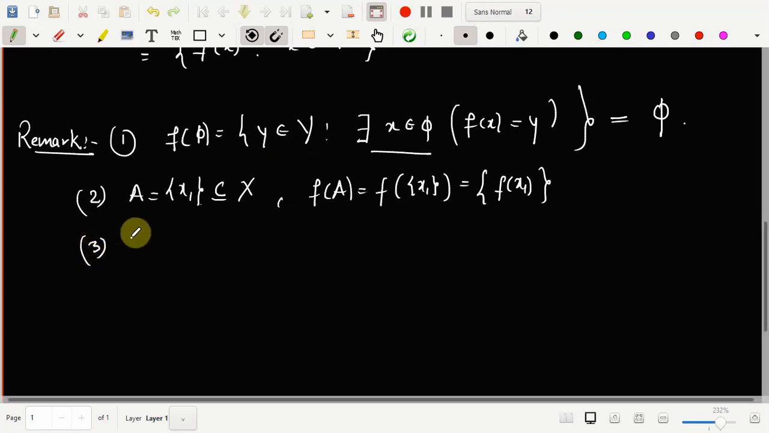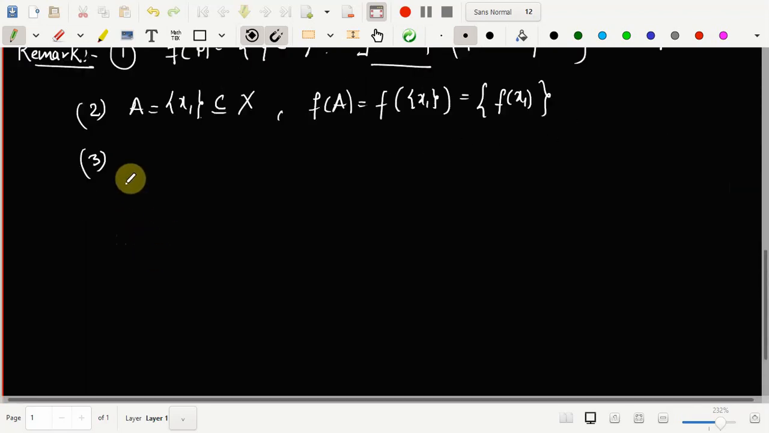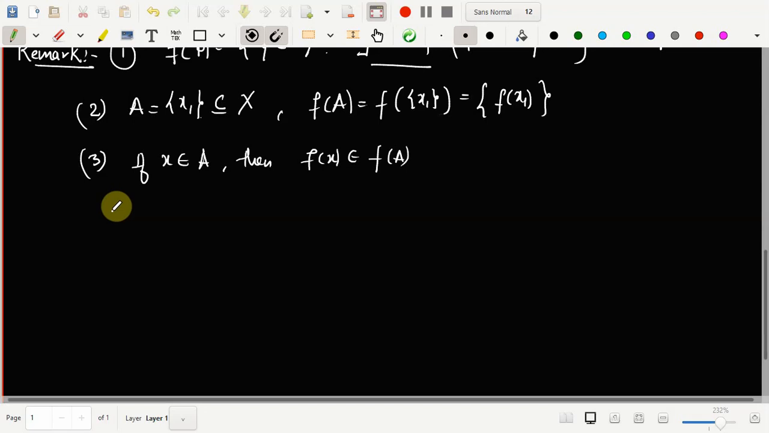Next observation that one can make through this definition, through this representation of f of A. So if x belongs to A, then we can immediately conclude that f of x has to be in f of A. But is the converse of this statement true? We will answer this question shortly. That is, if f of x belongs to f of A, then does that imply that x has to come from A?